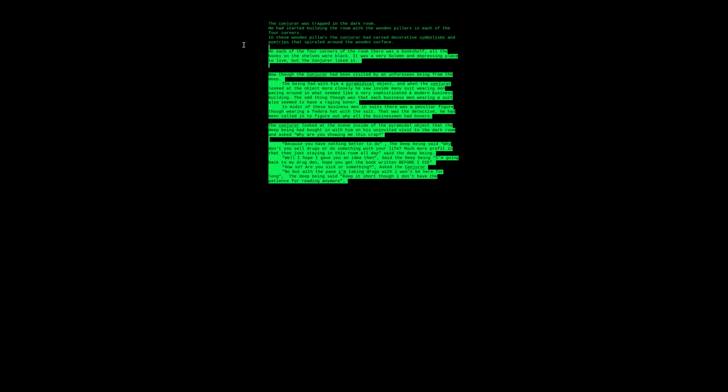Yeah, that's drug addicts for you. They wouldn't be writing this kind of stuff. They wouldn't have the patience. You know, it's pretty funny that Stephen King was actually addicted to cocaine at some point. The deep being said, keep it short though, I don't have the patience for reading anymore. Then it could be a story about how the Conjurer became the way he is, and how the deep being became this drug addict type of a person.